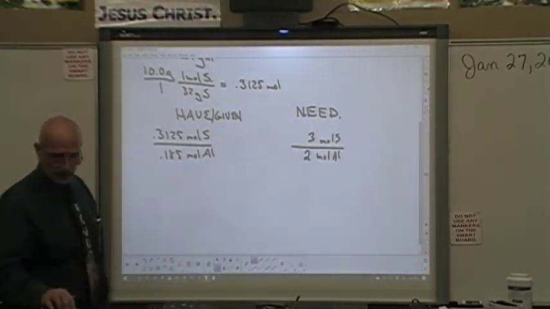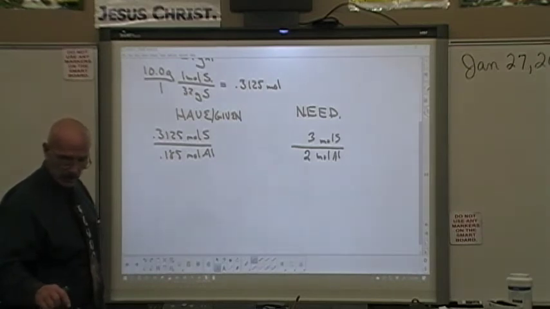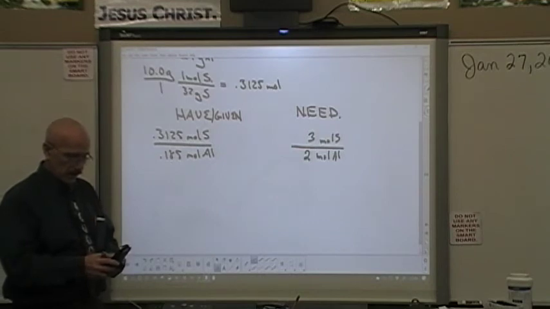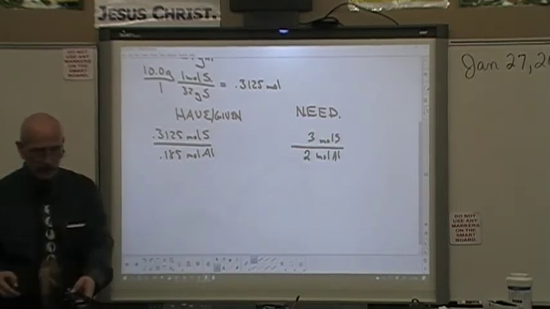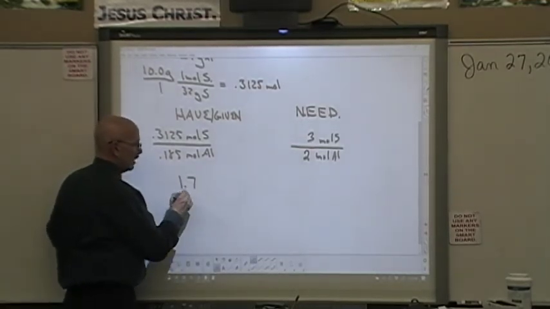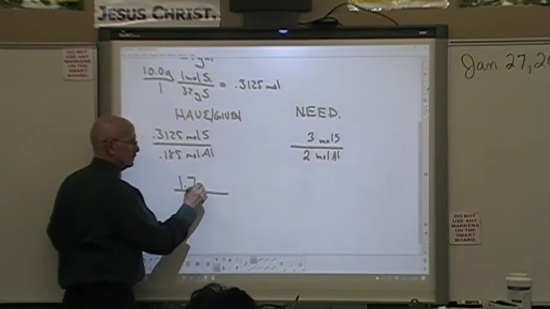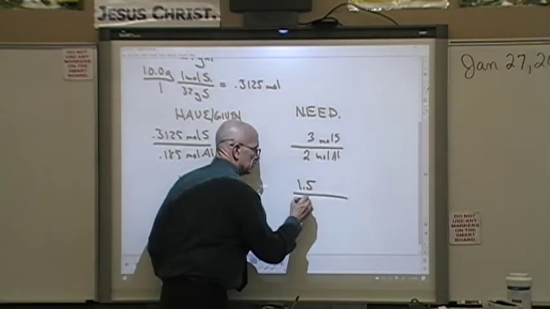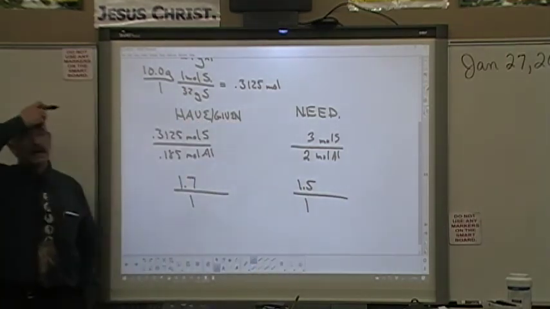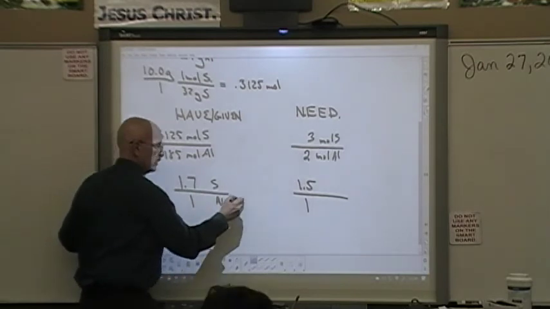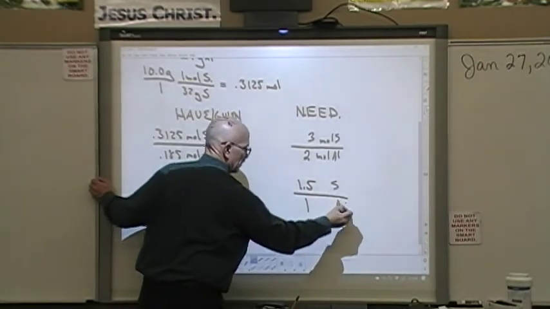So we literally get the calculator out and divide these two numbers and divide these two numbers. Okay? First one here, 0.3125 divided by 0.185. 1.7 roughly, 1.689. We'll call it 1.7 over 1. This one is going to be 1.5 over 1. Do that one in your head, I hope. Okay? So here's my two ratios. This is sulfur to aluminum. This is sulfur to aluminum. They both have to be in the same order.